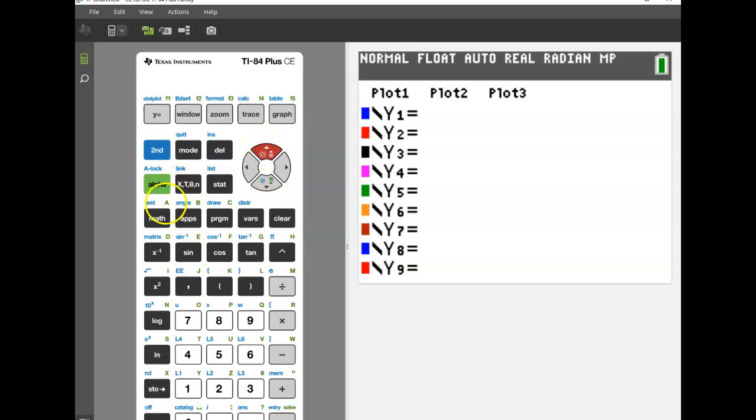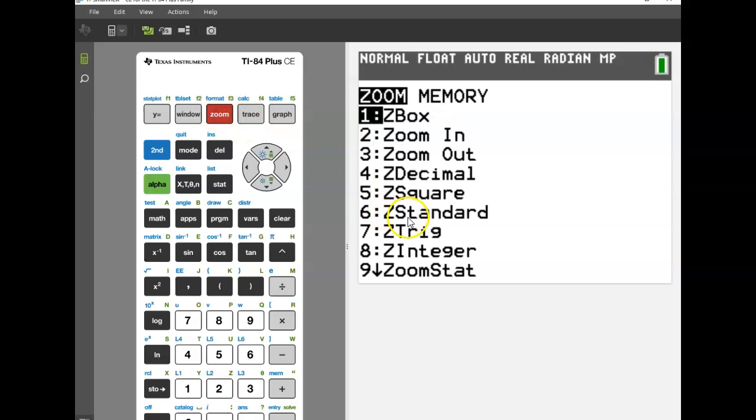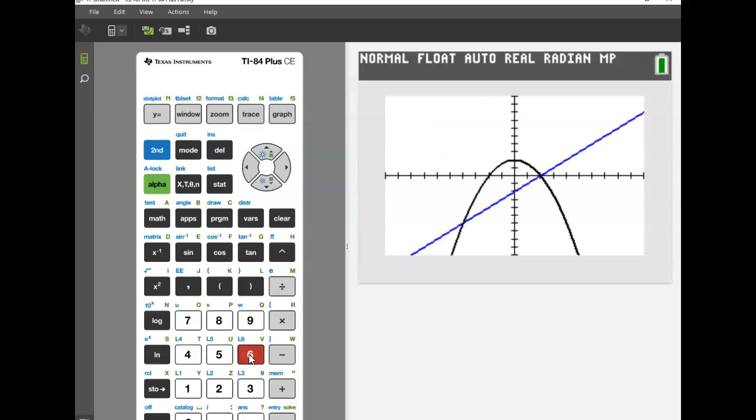One was x plus 2 or x minus 2. And then the other one was negative 1/2, and you could put that in parentheses. It actually doesn't have to be. Times x squared. That one was plus 2? Okay. I'm going to do a standard window to start with, which is just zoom 6. It's negative 10 to 10. Ooh, that turned out pretty well, right? Somebody getting this? Anybody have a question?